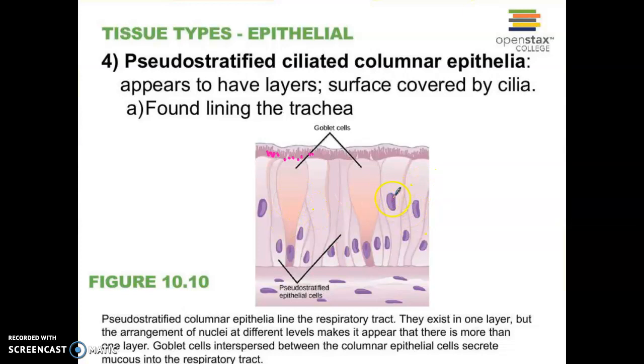But anyway, so again, we still see their goblet cells, but pseudostratified, they look like they might be in layers because some of the nuclei are up here, but a lot of the nuclei are down here, and we have these kind of different shapes all together. So it might appear that they're in layers based on that, but really they're not. It's one big long cell from top to bottom.